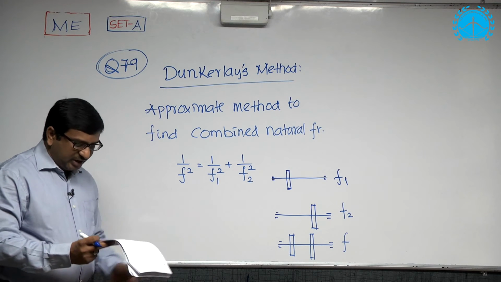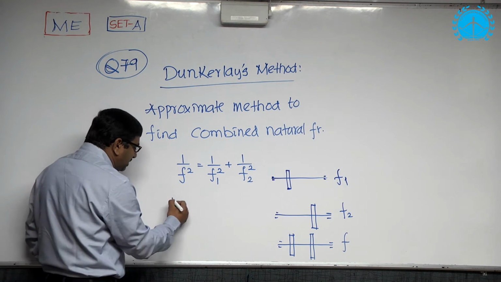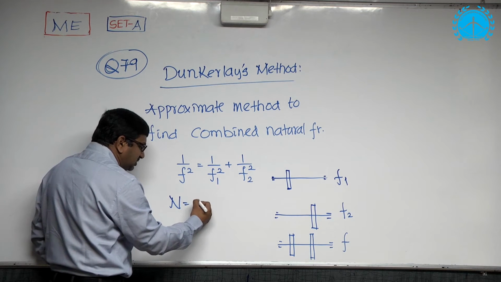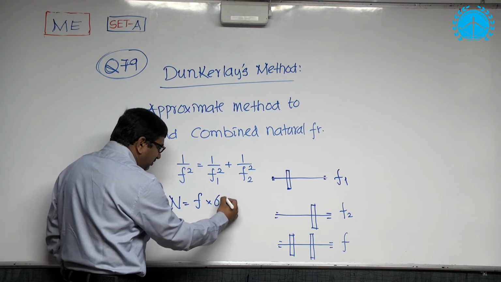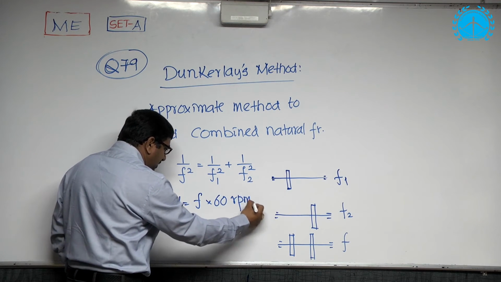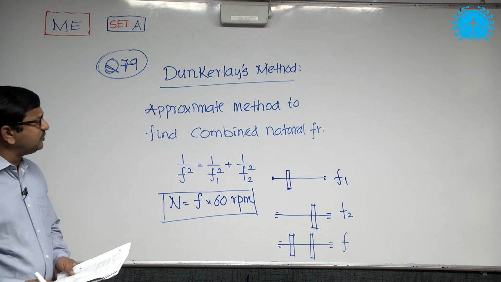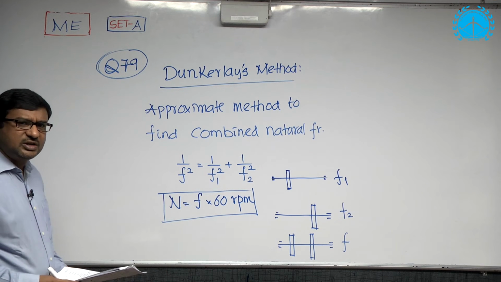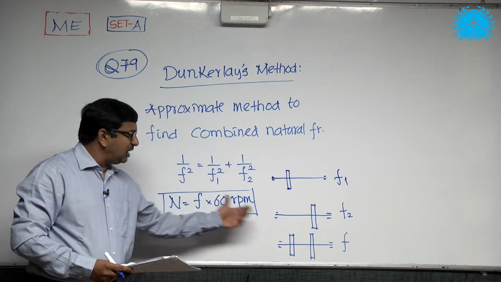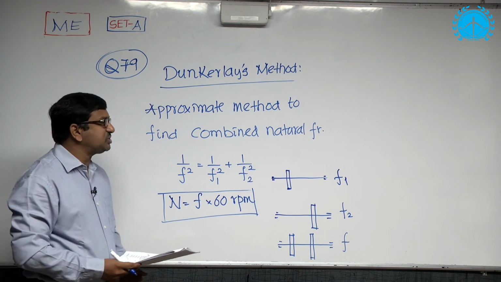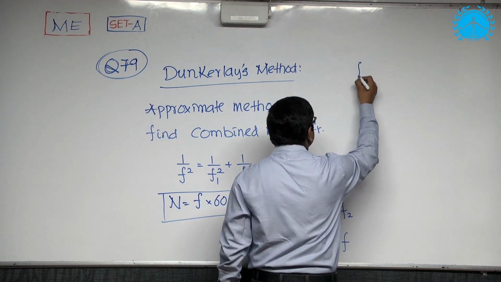But the final answer is asked in RPM. So if I want to get its value in RPM, it is f, which is in cycles per second, into 60, which will give you RPM. So the basis for solving this question is very simple. He has given that two rotors are mounted on a particular shaft, and asks what is its combined lowest natural frequency, so it is a simple substitution.